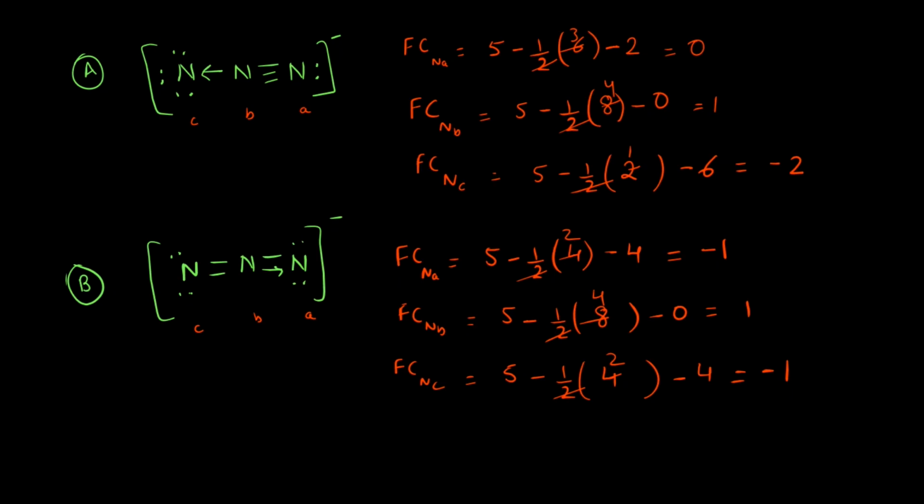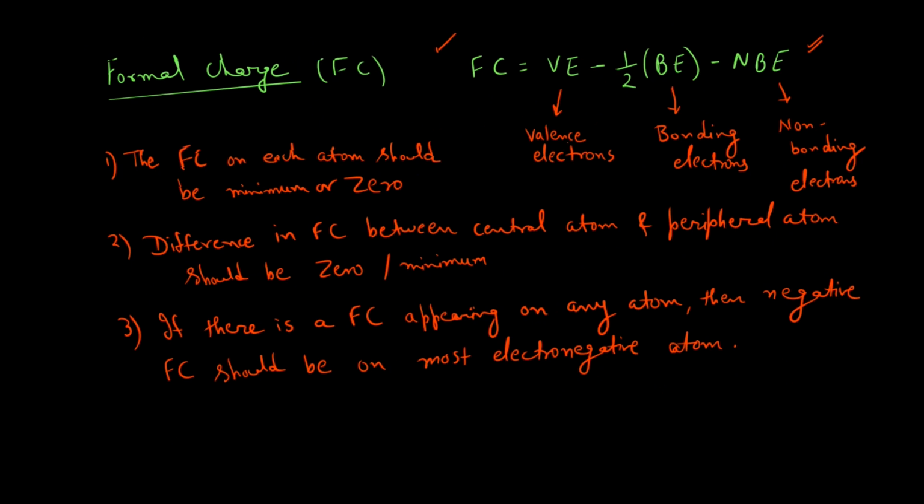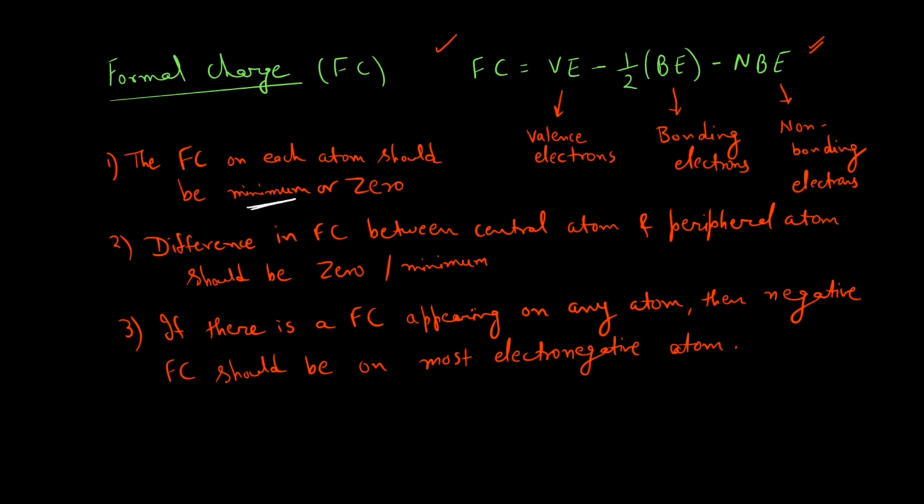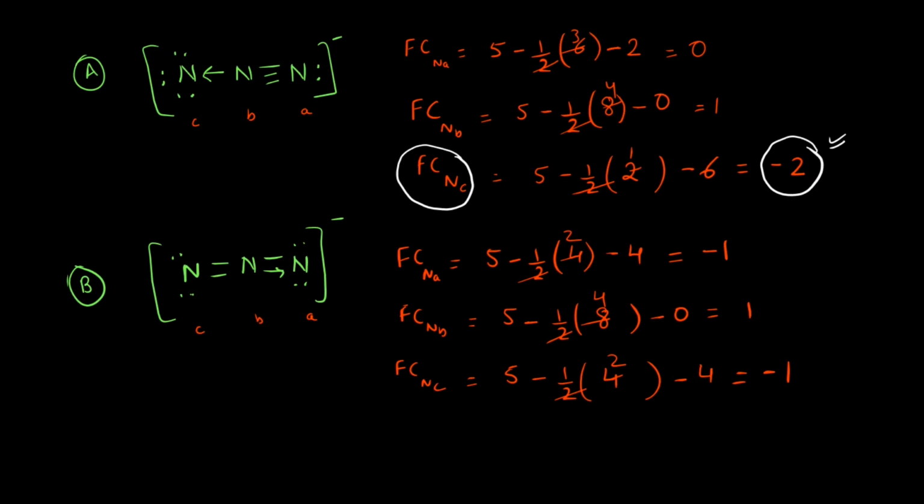Okay, so what we see is the difference in formal charges. In structure A, the formal charge on NC is very high, minus 2. It's very far from 0. So obviously this is not following the first step. What was the first step? That the formal charge on each atom should be minimum or 0. But here we have a lot of formal charge. So this is not obeying the first rule.